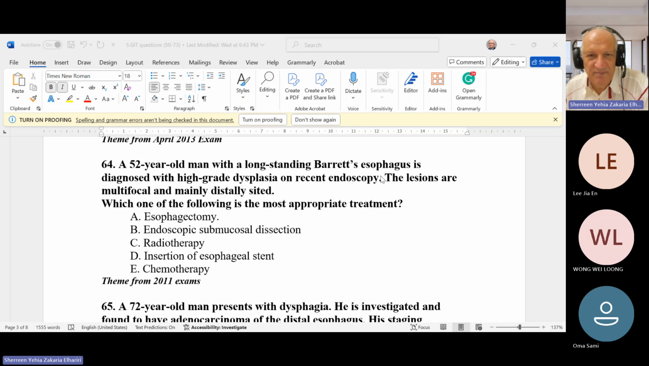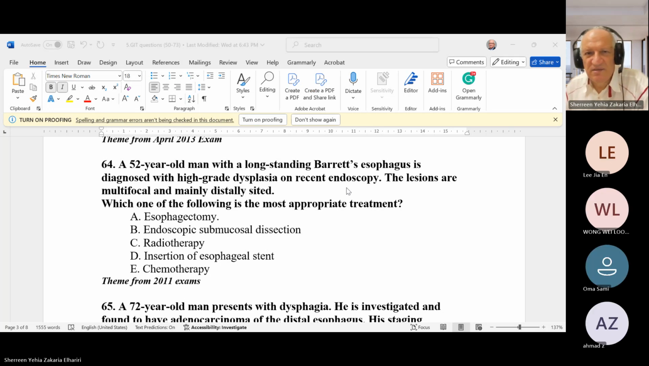So this patient has Barrett's esophagus, about to become malignant, or in a stage to become malignant, and can be considered like carcinoma in situ. So what shall we do? What is the next step we need to do? So what shall we do now?